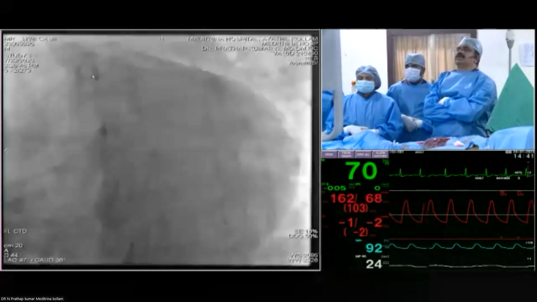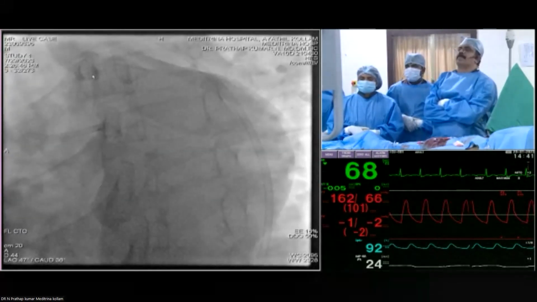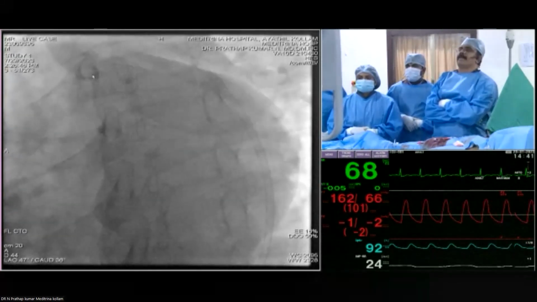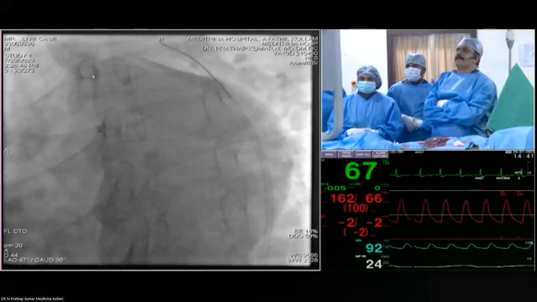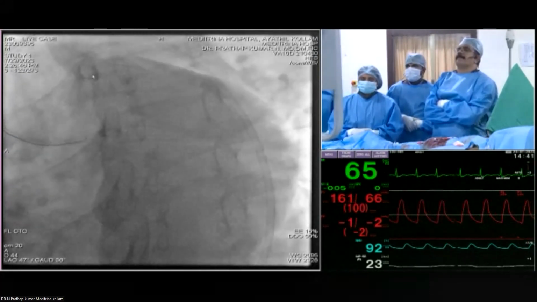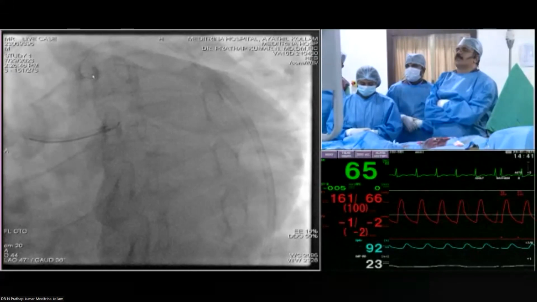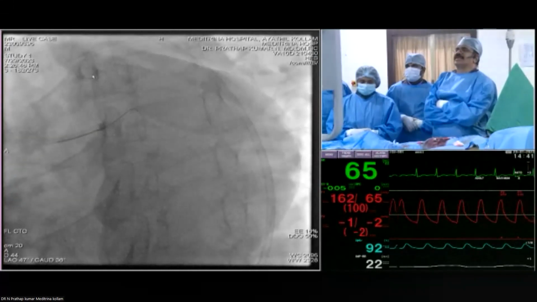Next, Pratap, it's Dr. Radash here. Yes, please. It's a trifurcation. There's a significant ramus also coming in. Do you give some importance to that vessel also? We can give importance, but I was thinking that I'll just put a wire.